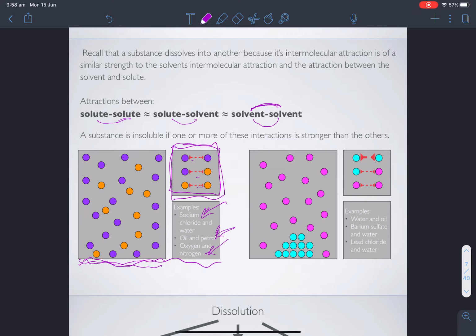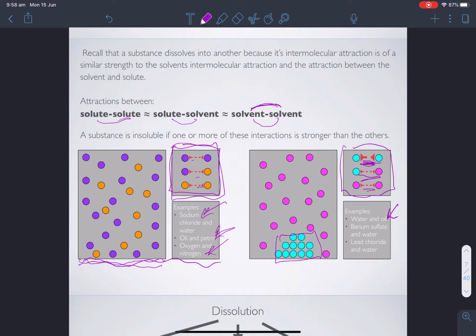It's not a solution, because if you look at the right here, look at how chunky this arrow is for the blue to blue. The blue to blue attraction is so much stronger that they just stick together, okay? The other two interactions are so much weaker, so you don't get a solution. Examples: water and oil, although if it was that, the oil will be floating on top.